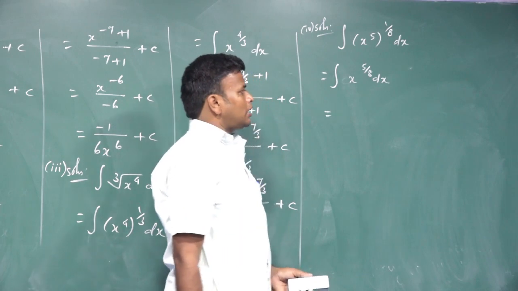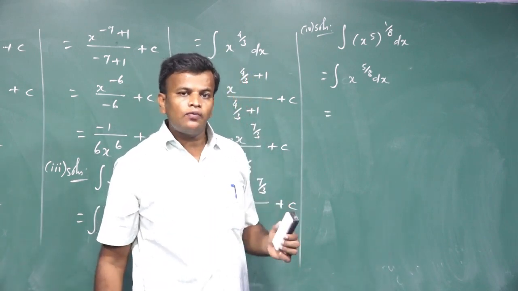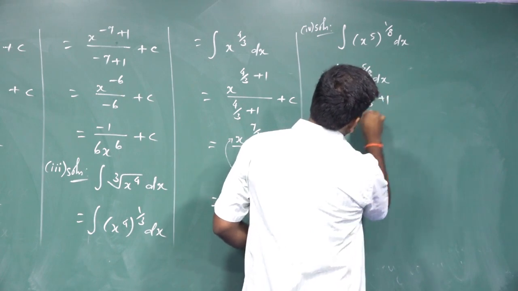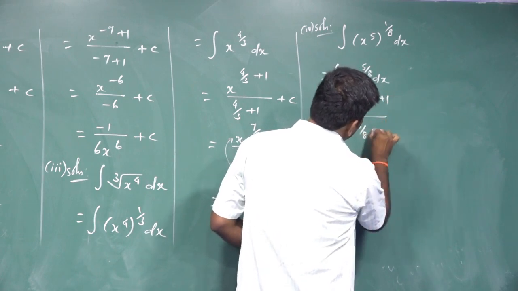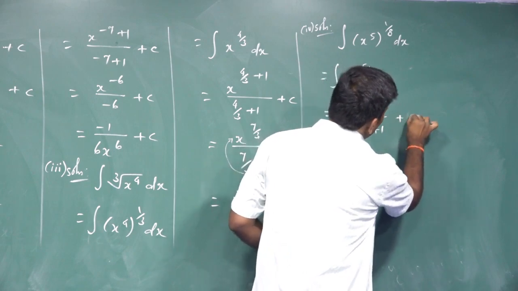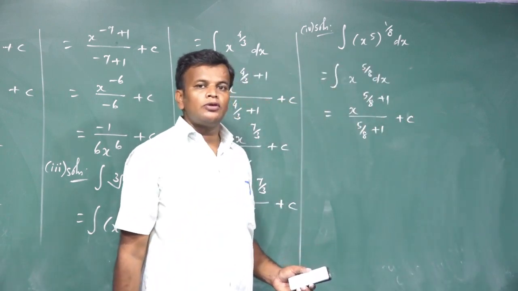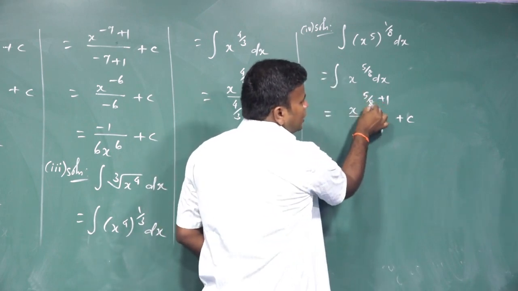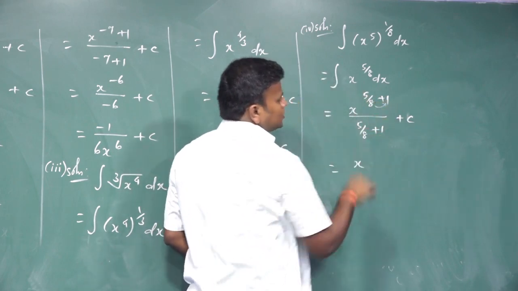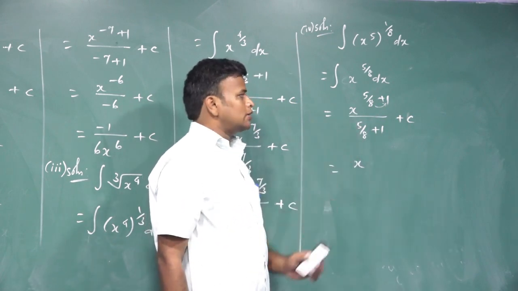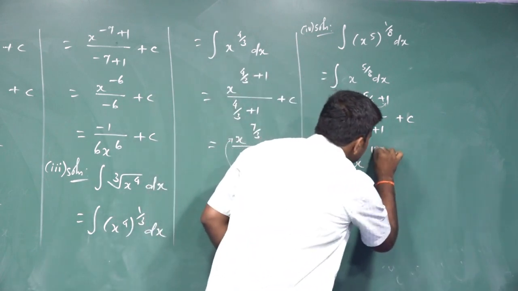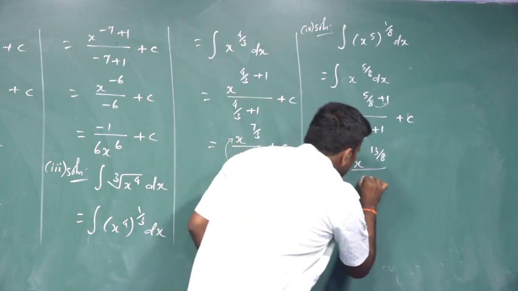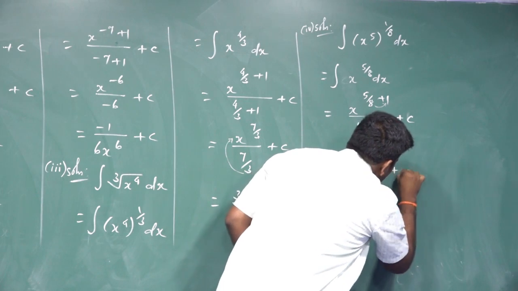Integrating of x power 5 by 8 using the same x power n formula. So x power 5 by 8 plus 1 divided by 5 by 8 plus 1 plus c. Using the same formula of x power n, fraction and whole number, cross multiply. 1 eight is 8 plus 5 is 13. 13 by 8 divided by the denominator, which is also the same, 13 by 8 plus c.